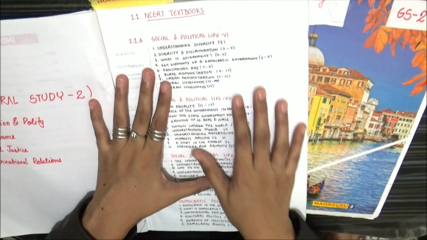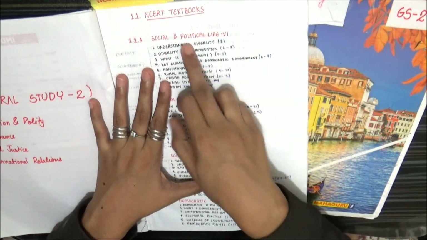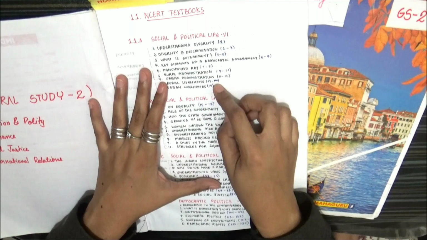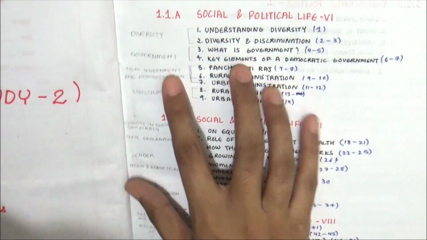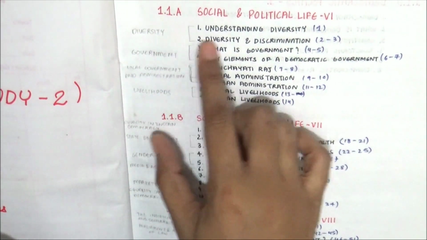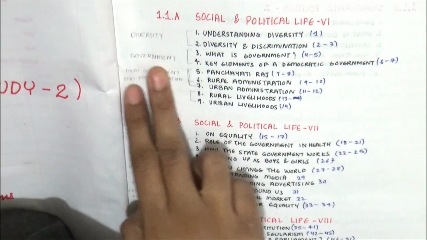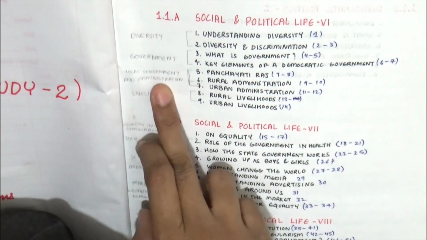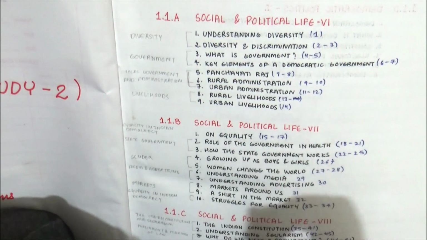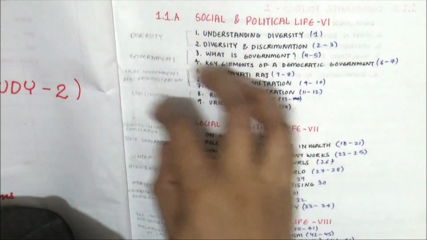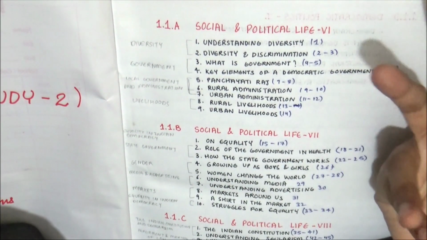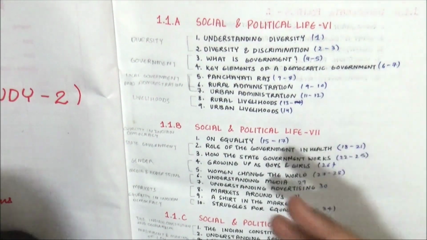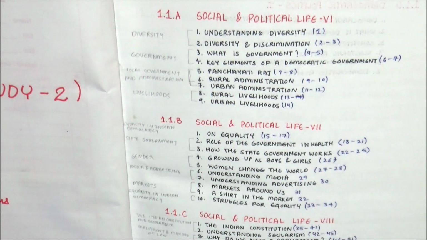Now I will show my own notes which I made from NCERT. First of all, I made an entire index of all the NCERTs in this notebook, writing which chapter consists of which topic, for example diversity, government, local governments. This classification helped me determine what topics I am covering, and also helps in the later phase when I am revising. This index became a reminder of what topics we have covered from NCERT.